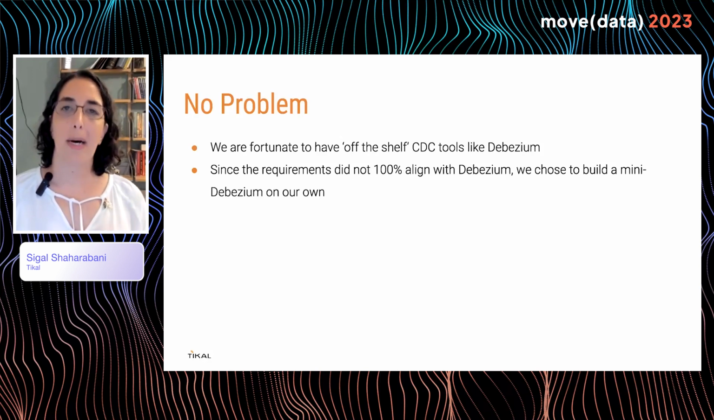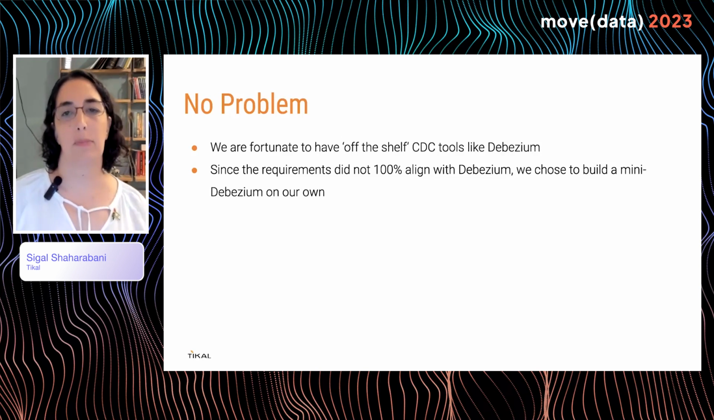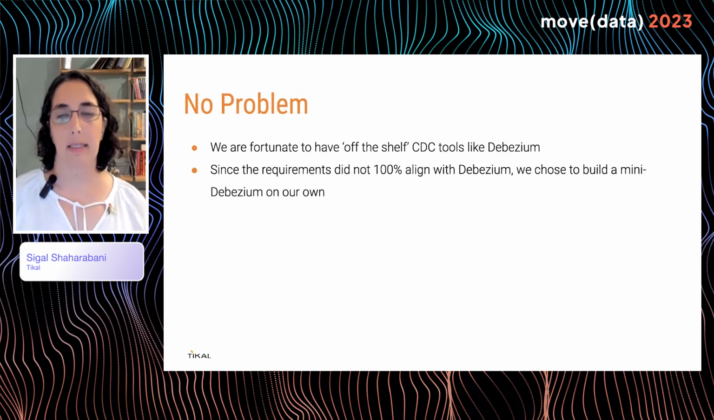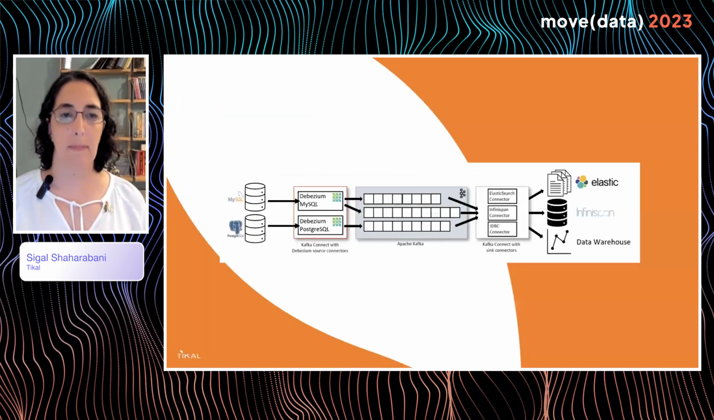And they said, well, we tried it. It's not 100% what we need. We have to build it ourselves. And this led us to what I used to call mini Debezium, or perhaps it was a double Debezium, and we did it ourselves. So let's first see why Debezium doesn't fit us. Why do we need something else?